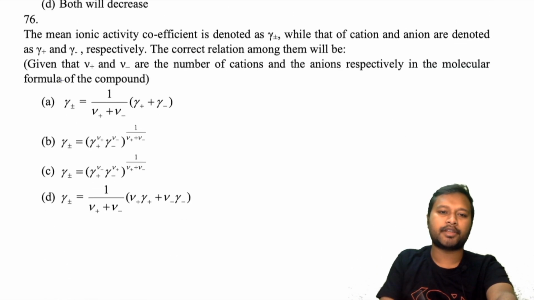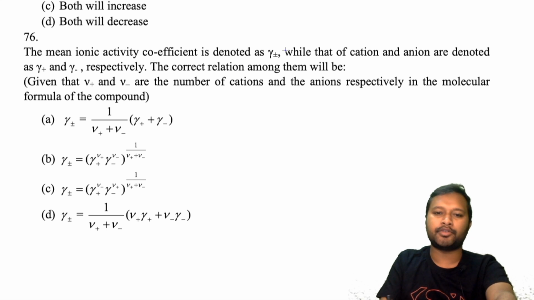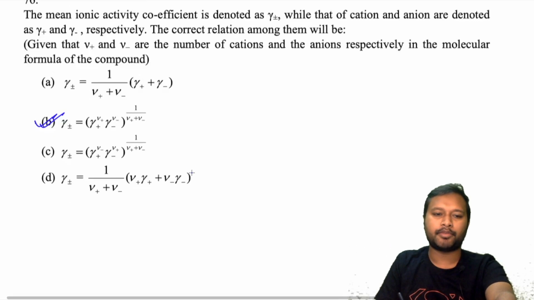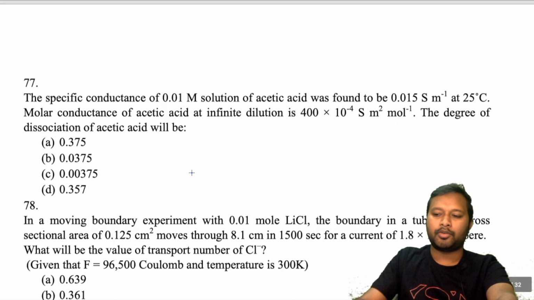Okay, the next one says that the mean ionic activity coefficient is denoted by gamma plus-minus, while that of the cation and anion are denoted by gamma plus and gamma minus respectively. The correct relationship between them is a simple and direct question from your ionic strength, and that's your option number B. Alright. Okay, the last few questions are over here.